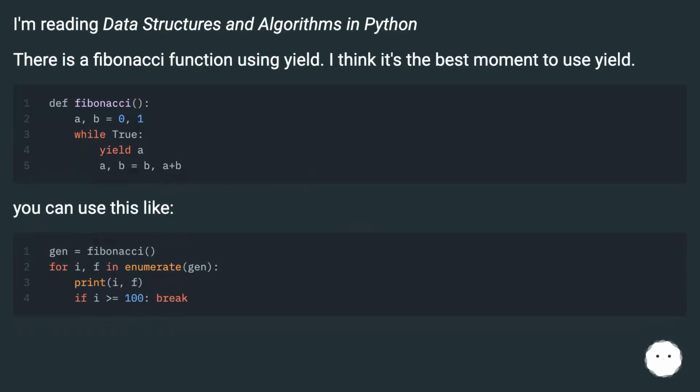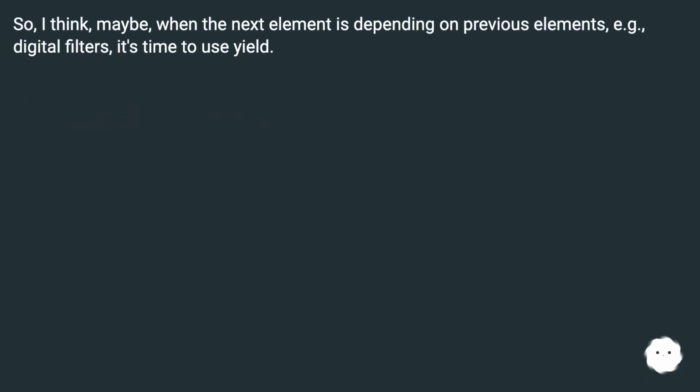I'm reading Data Structures and Algorithms in Python. There is a Fibonacci function using yield. I think it's the best moment to use yield. You can use this like so. So, I think, maybe, when the next element depends on previous elements, e.g., digital filters, it's time to use yield.